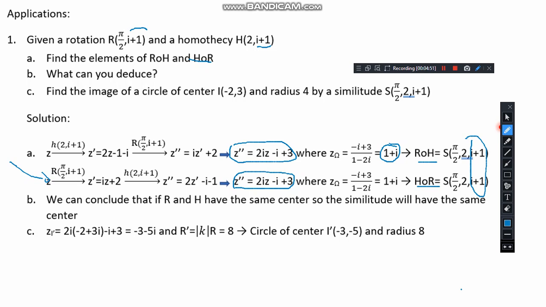And the image of a circle of center minus 2, 3, we can replace here the new center to find its image. So you're going to get 2i times minus 2 plus 3i minus i plus 3. You're going to have the new center I prime. And like we did in dilation, the new radius equals absolute value of k, which is 2. Here 2 times 4 is 8. So it's a circle of center I prime minus 3, 5, and radius equal to 8.